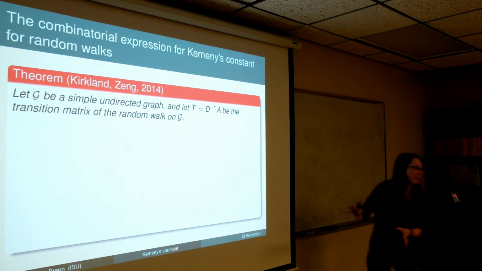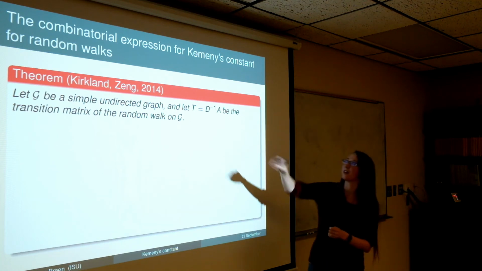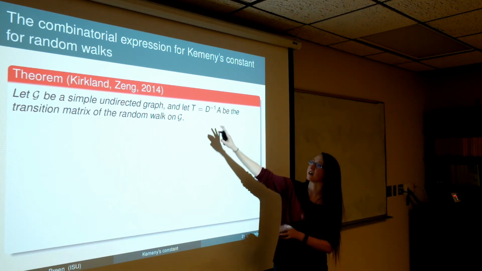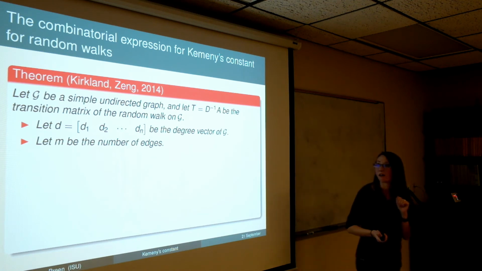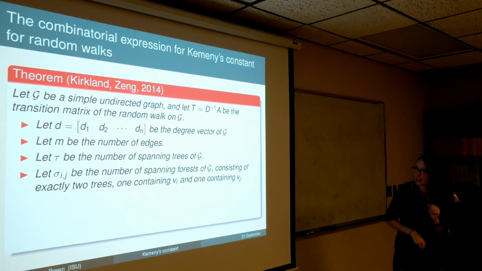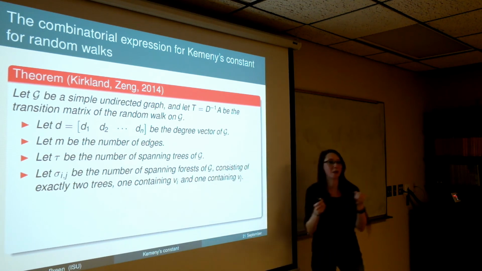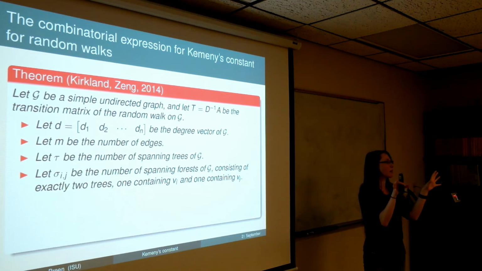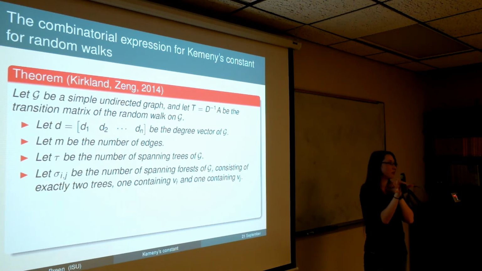So this is long, and you have to bear with me through defining all of the terms, right? So let's say we have a simple undirected graph, and we're thinking about the random walk on the graph. I have the degree vector for the graph, that's fine. M is the number of edges in my graph. Tau is the number of spanning trees of my graph. And then for any i and j, I'm going to let sigma ij be the number of spanning forests I could have of my graph that consist of exactly 2 trees, one of which contains vertex i and one of which contains vertex j. Okay, that's what sigma ij is.